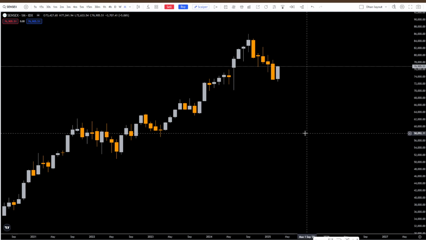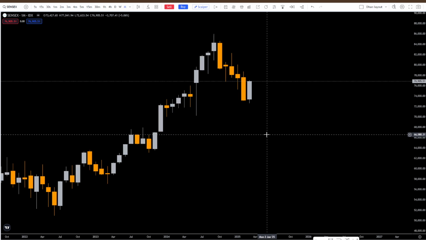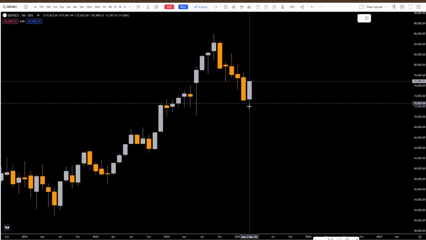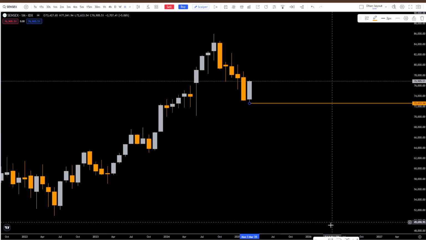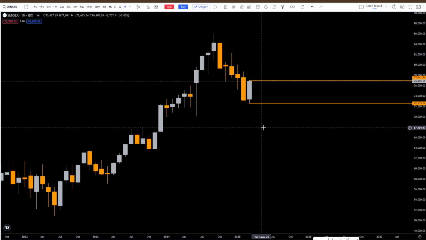So looking at Sensex, so any levels based on ICT SMC concepts, the coming expiry. Let's see. So this is a monthly chart. So let's mark the current month high and low.